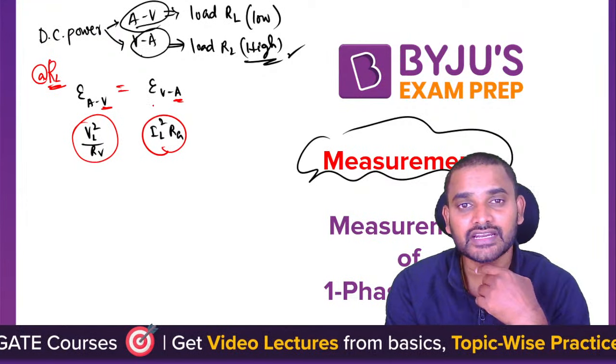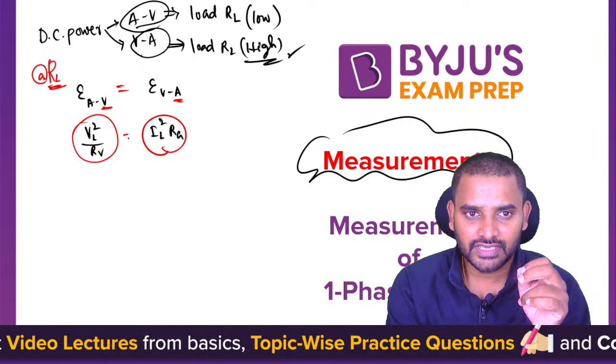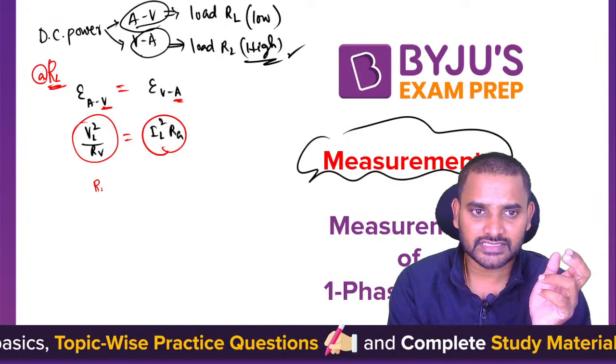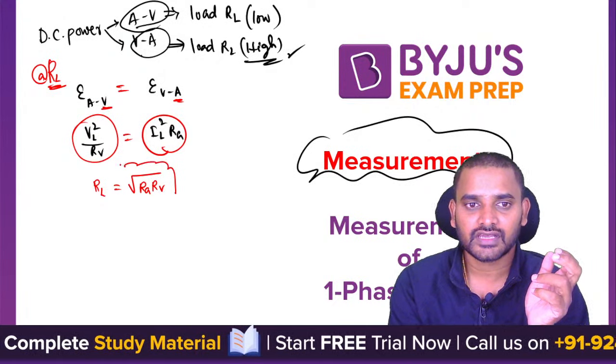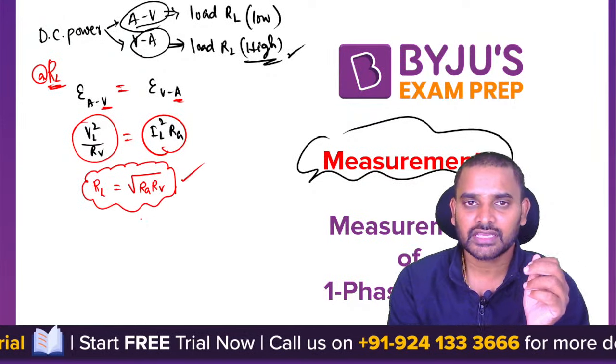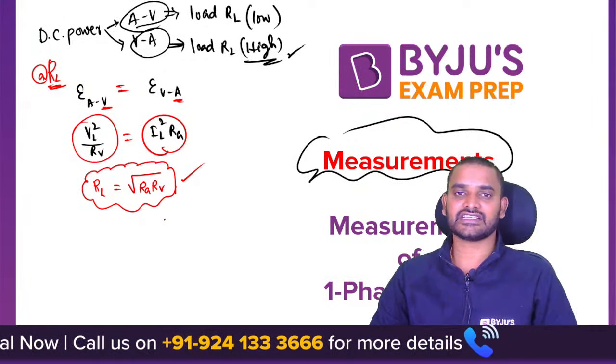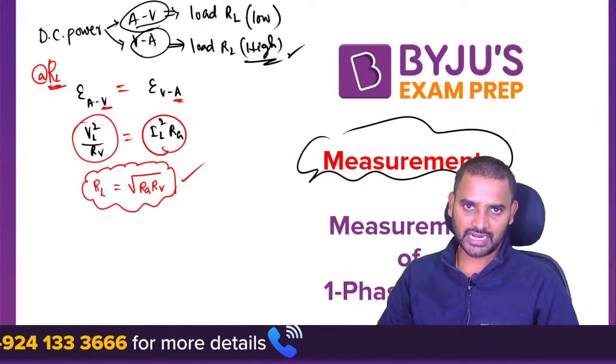Now the question is, at what value of load resistance are both the errors going to be equal? If we equate them, we get RL equals the square root of RA and RV, the geometric mean of RA and RV. So this was the last session's discussion.